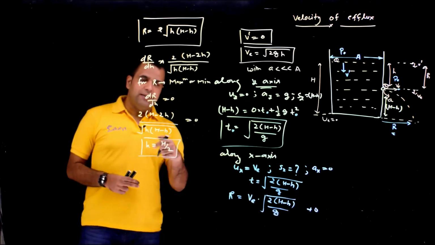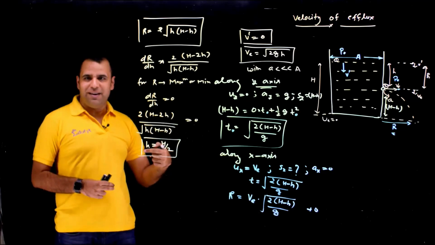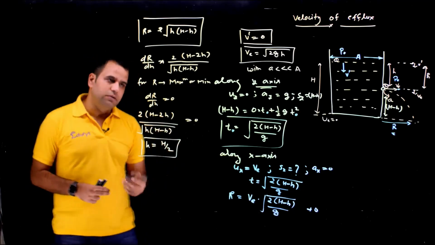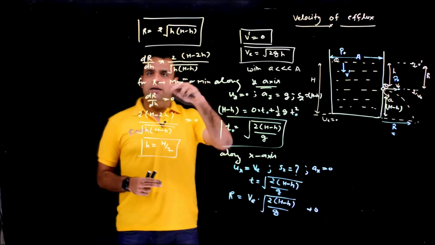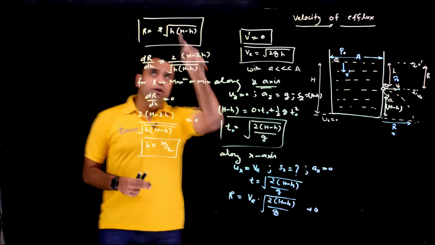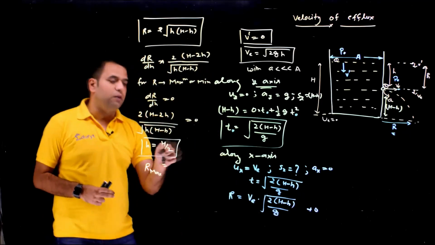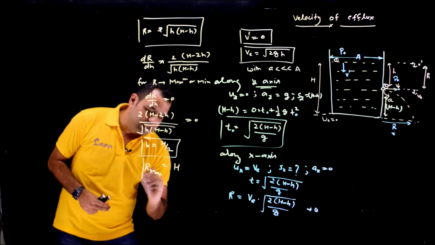To check whether this is maximum or minimum, we have to differentiate this equation one more time, and then we have to put this value. That you can do separately also. If we put this value into the equation, we will get the maximum range. So let's put that value there. So our R max, if we calculate, we'll put this value there. If we put this value, this will become capital H.